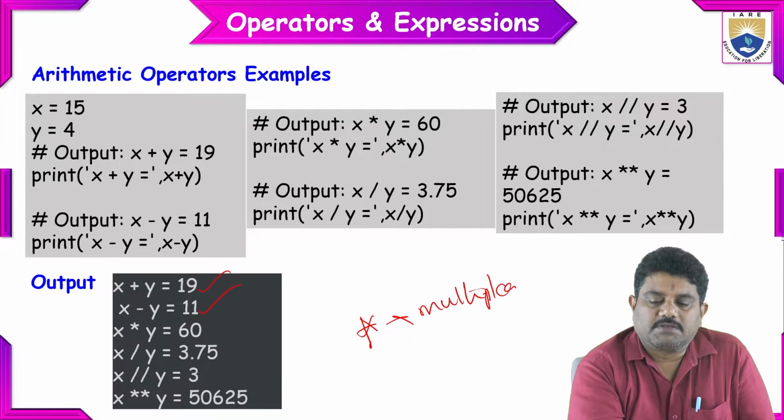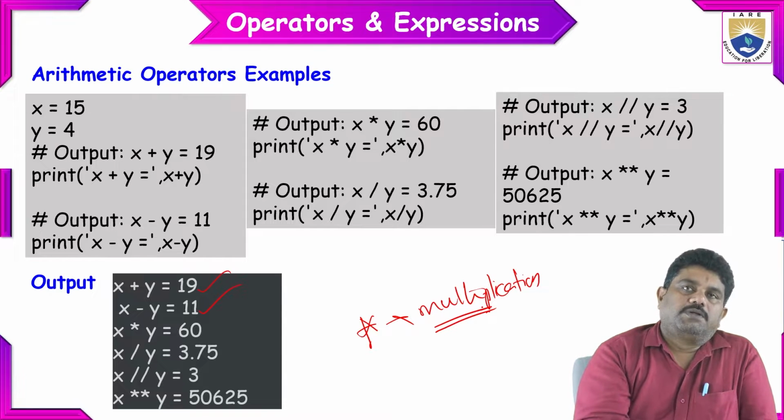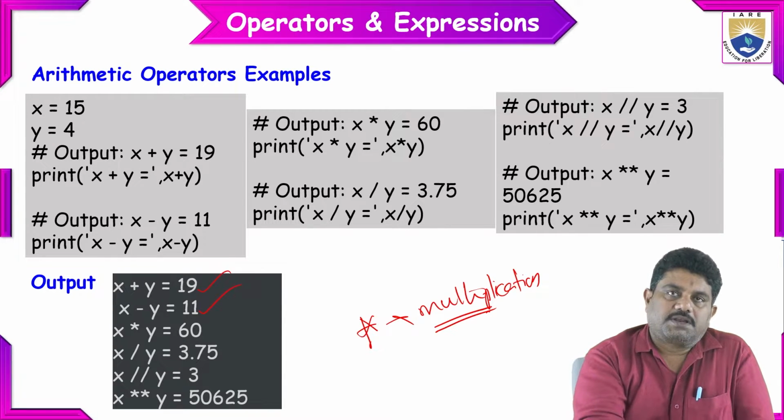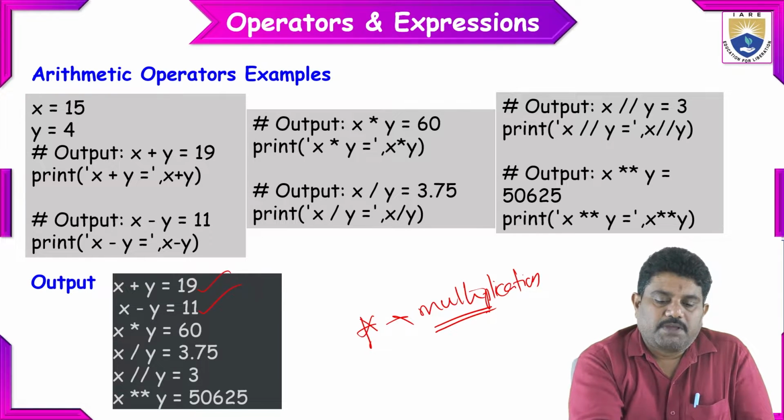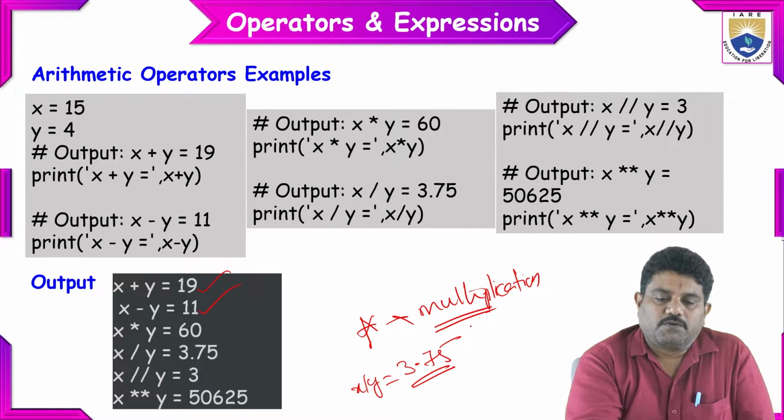In computer languages, the star is used while doing arithmetic operations to represent multiplication. And x by y here is 3.75. Observe: with fractions, it gives the quotient. 15 by 4 is 3.75, so 3.75 is the result.